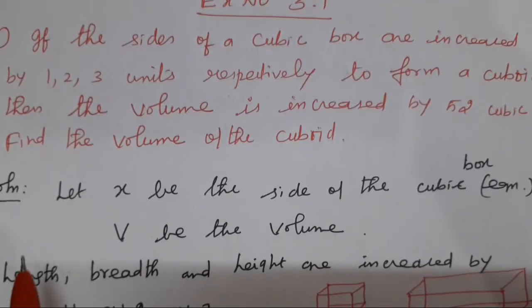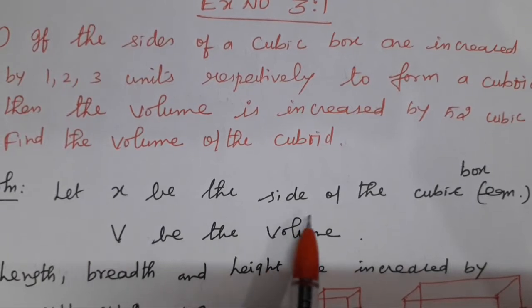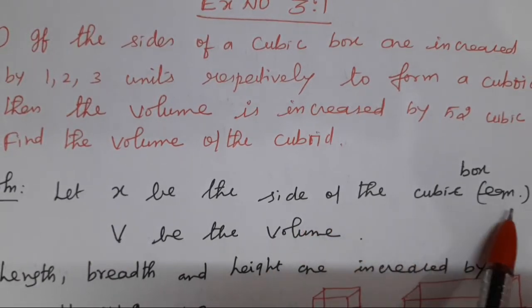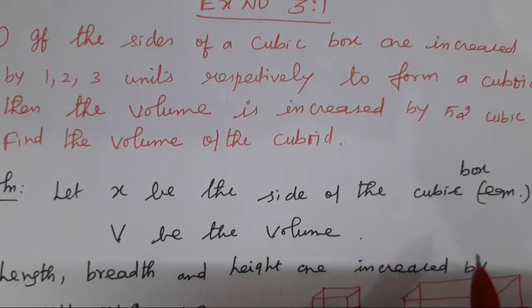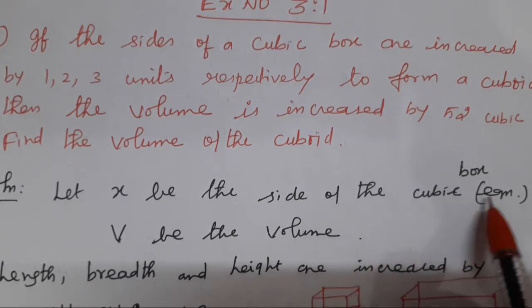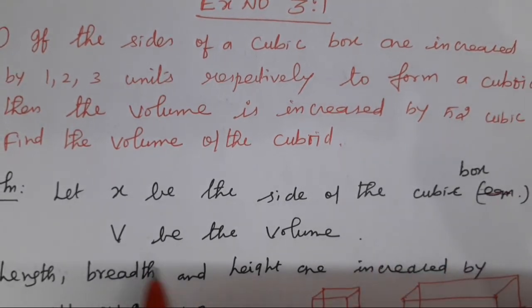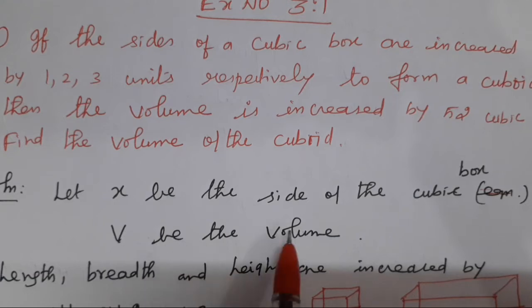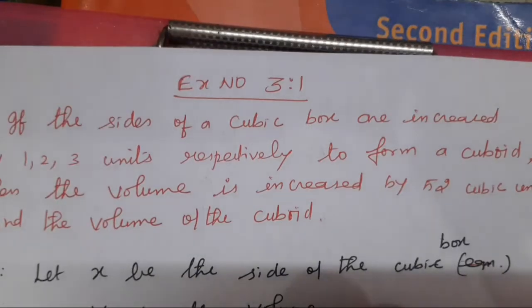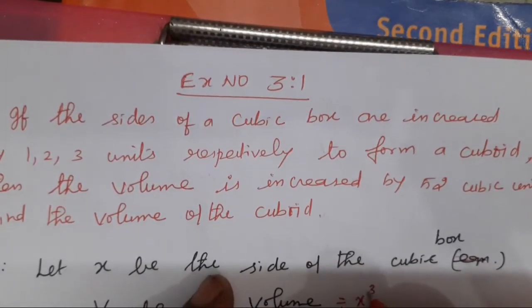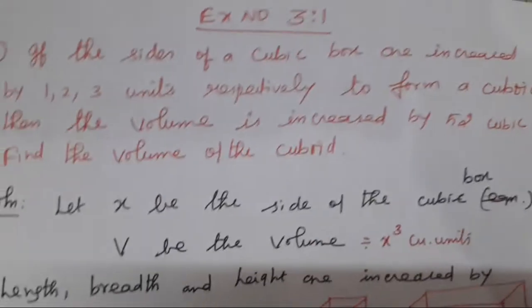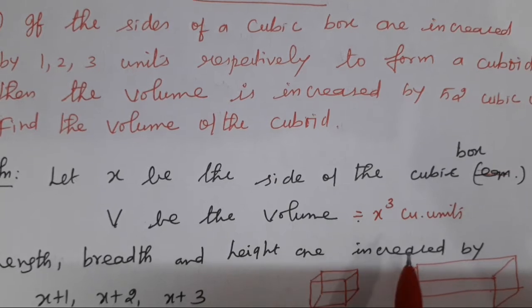Now see the solution, very simple. Let x be the side of the cubic box, not the cubic equation. Let V be the volume. The volume of the cube is x cube cubic units.